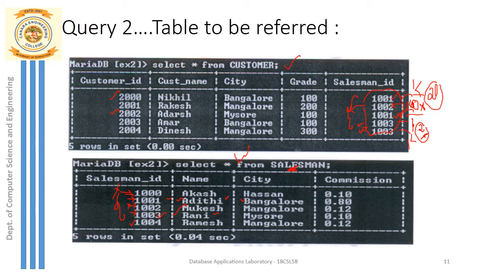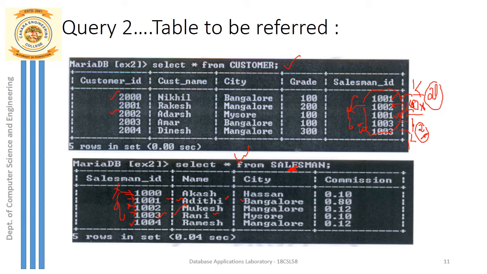Do I have any matching salesman here? I don't have any matching salesman here. So do I have to consider this row now? I don't have to consider this row, right? So I'll go to the next row.